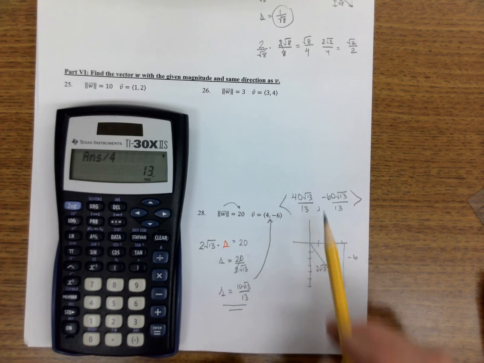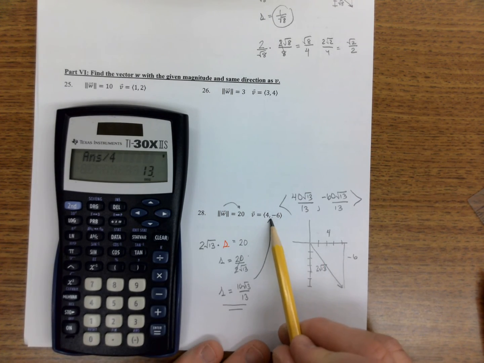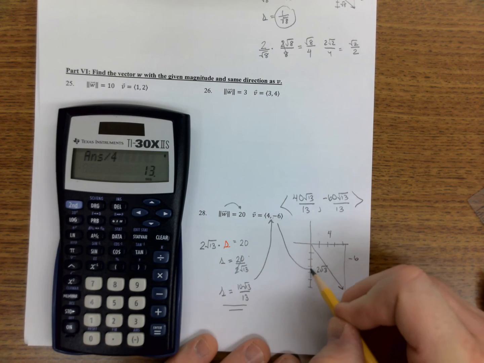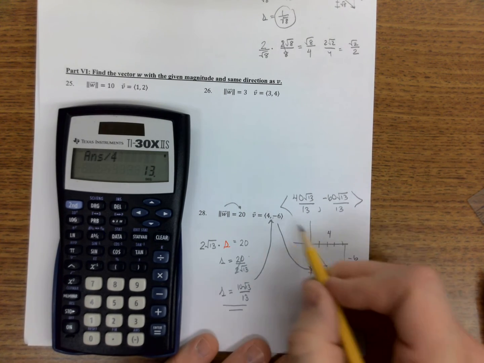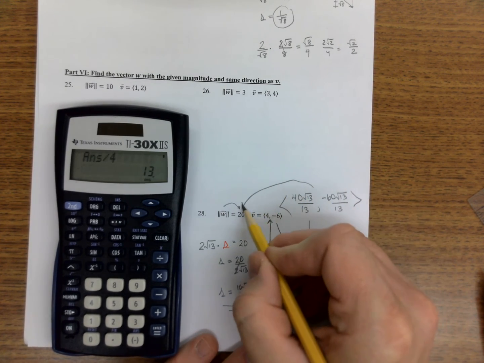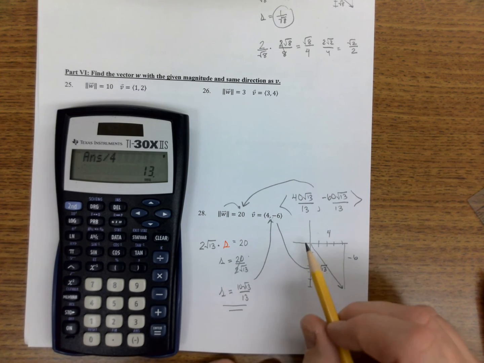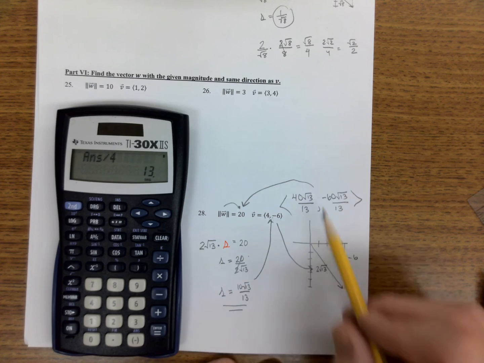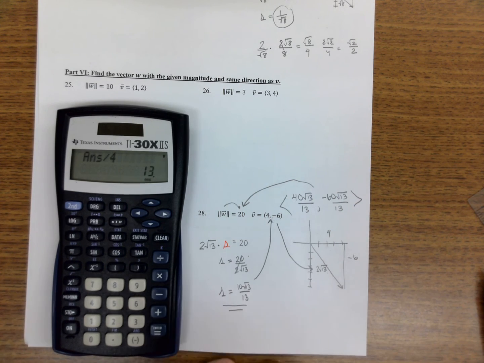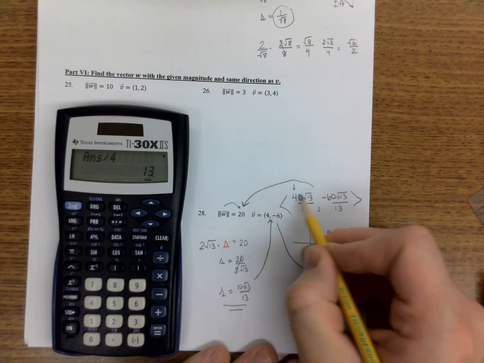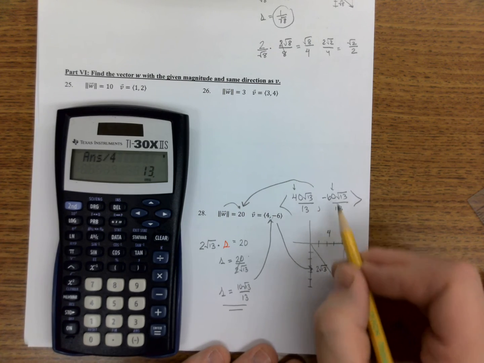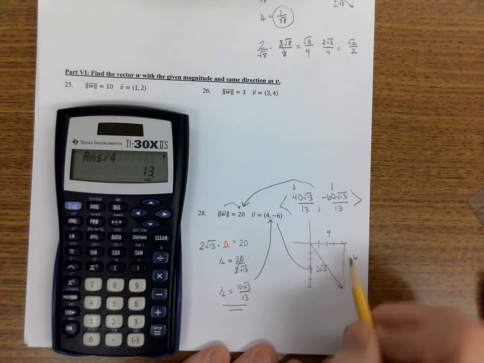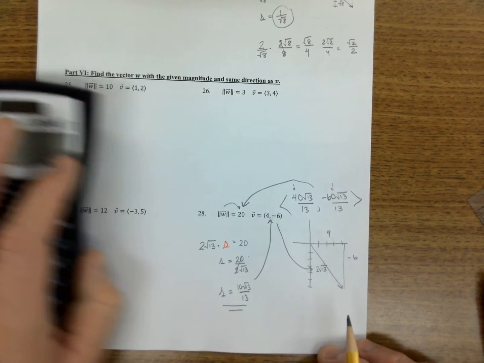This vector right here has a magnitude of 2 root 13. This vector has a magnitude of 20. But the key is they're both in the same direction. They're both going 4 by negative 6. This is just a scaled up version of that. And you can see it in here, right? 40 and negative 60 is just 4 and negative 6 right there, just scaled up larger.